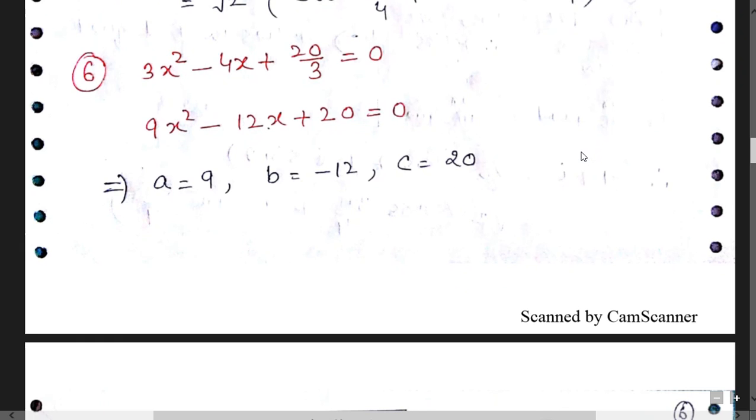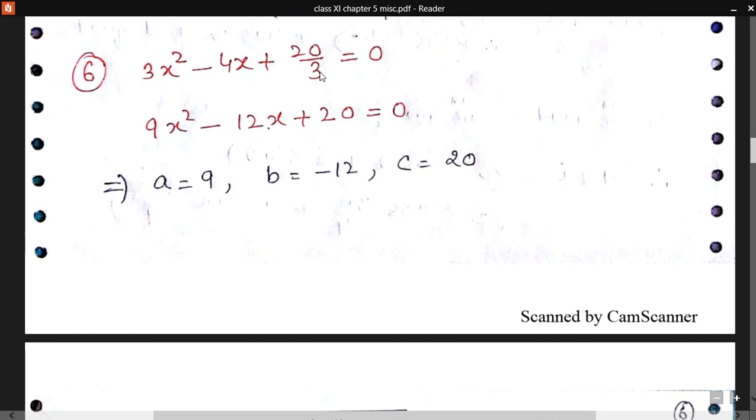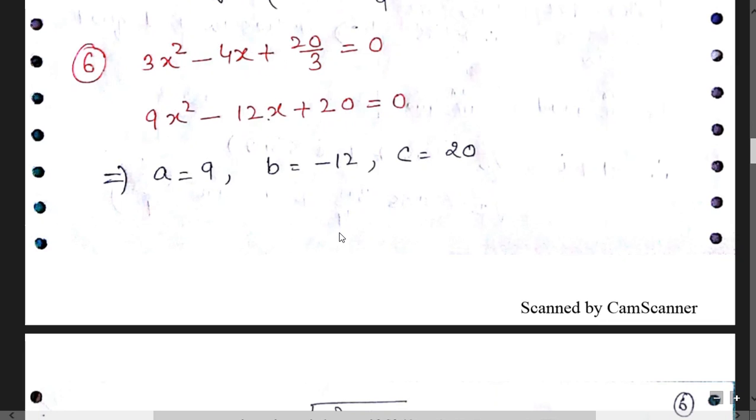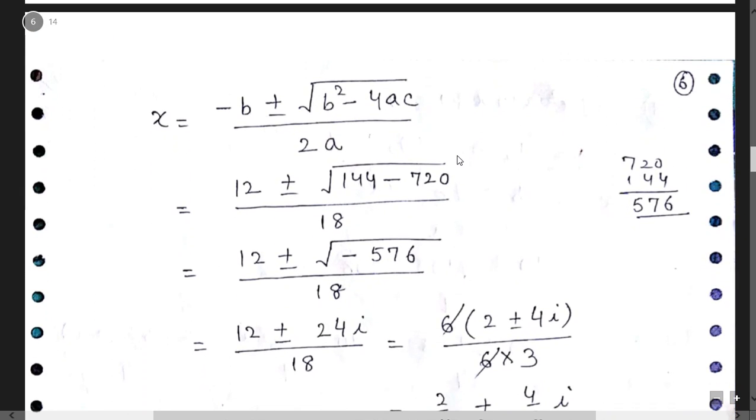Question number 6 is a quadratic equation. The given quadratic equation is 3x squared minus 4x plus 20 over 3 is equal to 0. Then take LCM. It can be written as 9x squared minus 12x plus 20 is equal to 0. It means the value of a is 9, b is minus 12 and c is 20. Now insert these values in the formula: minus b plus minus square root of b squared minus 4ac, divided by 2a.